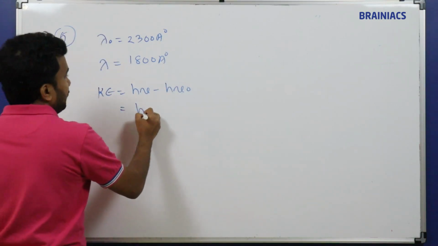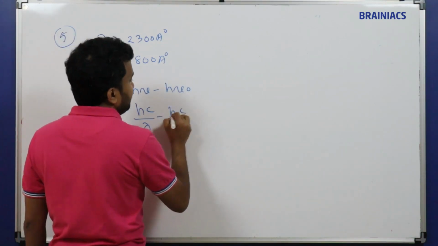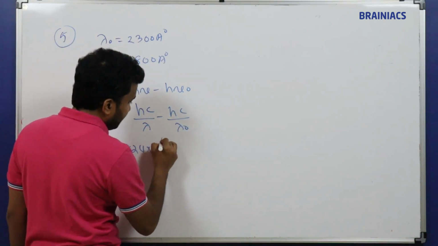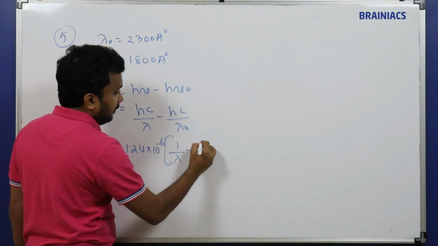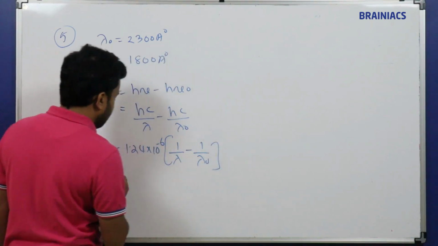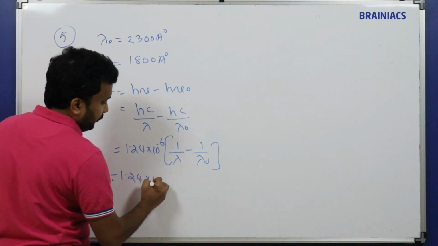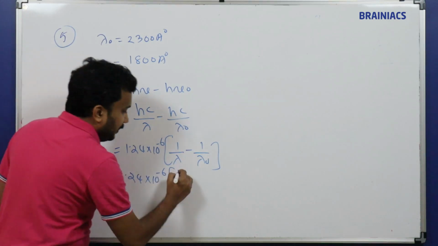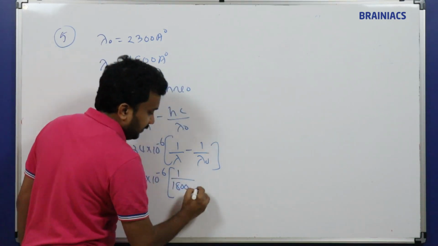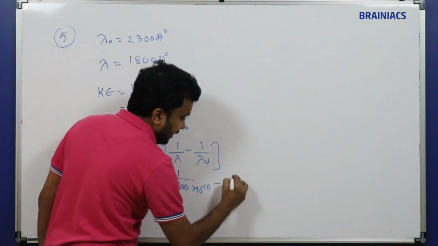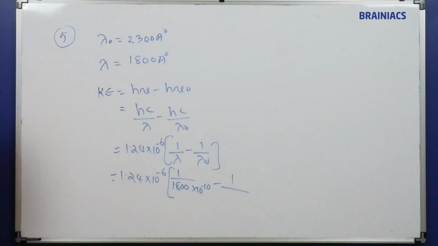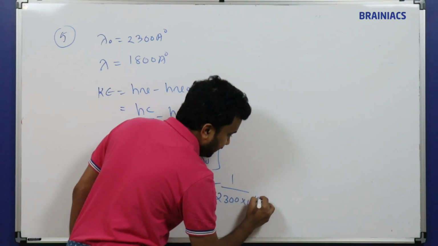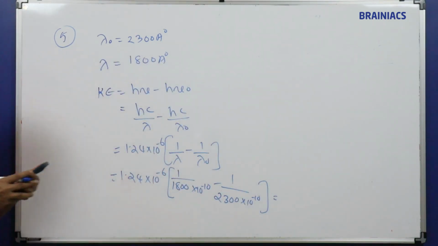So what is kinetic energy? It is hc by lambda minus hc by lambda 0. hc is 1.24 into 10 power of minus 6. I told, 1 by lambda minus 1 by lambda 0. We will substitute over here: 1.24 into 10 power minus 6, 1 by lambda, 1 divided by 1800 into 10 power minus 10, because it is in angstrom, minus 1 by lambda 0. Lambda 0 is 2300 into 10 power minus 10. You have to solve this one.